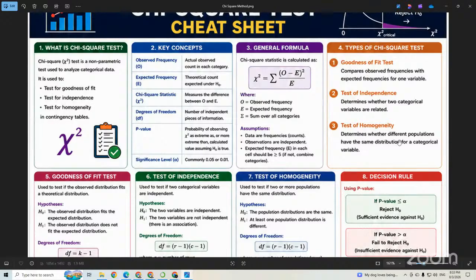Okay, determine whether different populations have the same distribution for a categorical variable. And the second one will be applicable when determining whether two categorical variables are related or not. Okay, so the goodness of fit test compares observed frequencies with expected frequencies for one variable. So these are the three types of tests, and these are some key points you can easily go through.